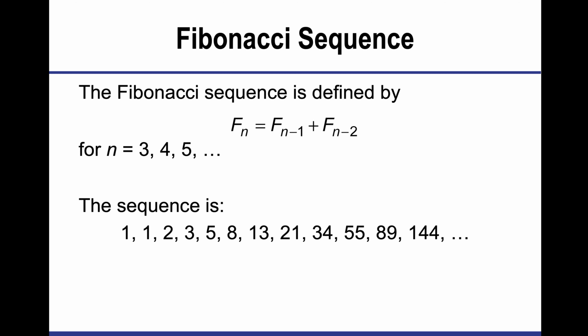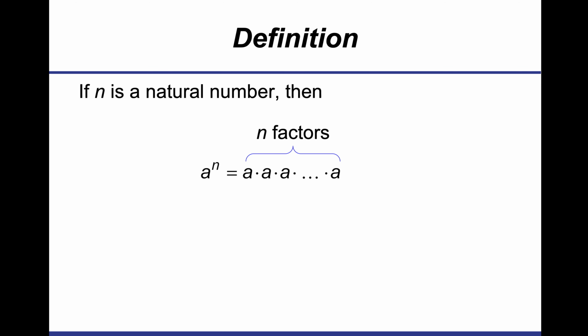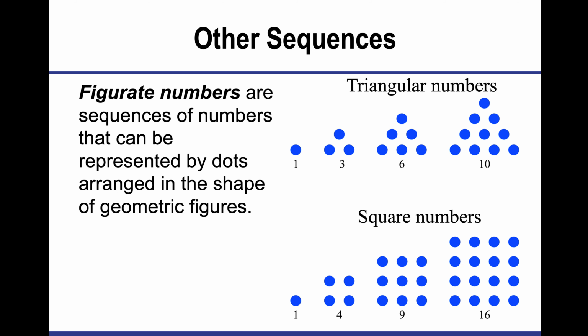Here are some specific sequences. The Fibonacci sequence starts with 1, 1. As soon as I see 1, 1, I start thinking that I probably have something that's going to be a Fibonacci. If I want a sequence in which each term is obtained from the previous term by multiplying, that's going to be a geometric, but I have to multiply by the same number every time. So in this case, this would be geometric because I have a to the n, because exponents are repeated multiplication.